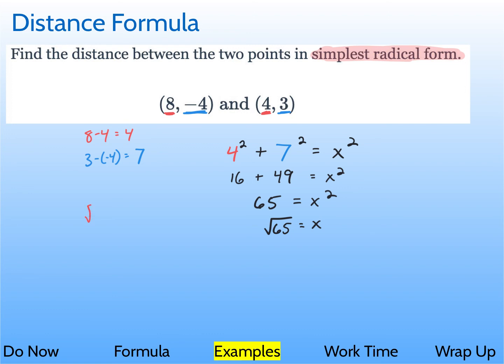Radical 65, if we try to simplify that, let's see, I know 5 goes into it, it's 5 times 13. Both of those numbers are prime, which means there's no pairs, which means that this is in fact in simplest radical form already. So your answer would be radical 65.